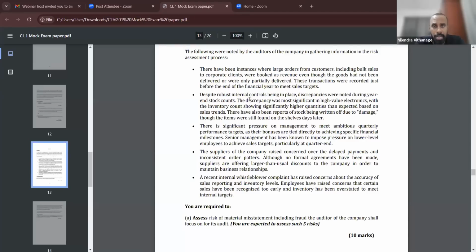Fraud risk, fraudulent financial reporting. Very good, very good. Right? Pressure on the management. Children, can you remember the fraud triangle? Fraud triangle, what are the 3 corner points?